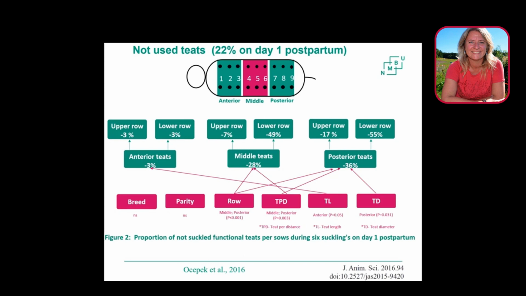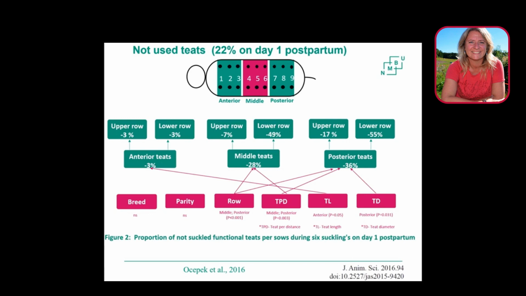And we see from our studies that especially the lower row of teats in the middle and posterior position is not accessible for the piglets. Overall, we found that 22% of the teats are not accessible during day 1 postpartum, which means an even more increased sibling competition for the access to teats.